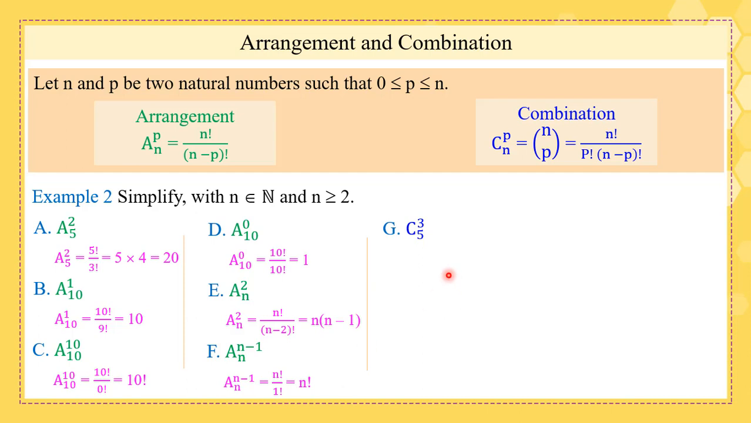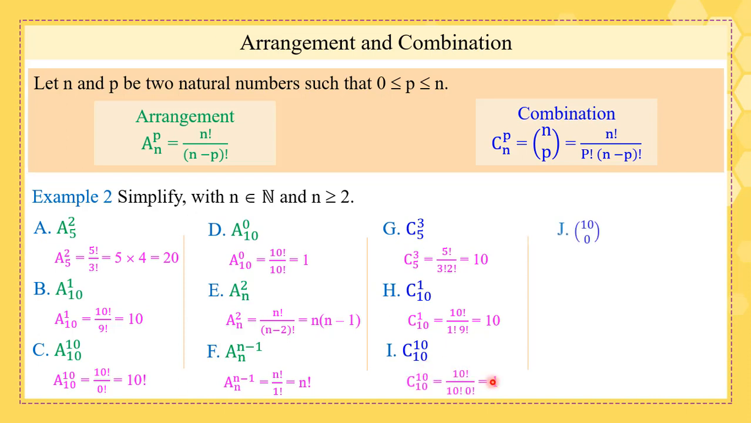Now let's go on talking about the combinations. We also apply this definition, which is 5 factorial over 3 factorial times the difference between 5 and 3 factorial, and this would be 10. C(10,1) would be 10 factorial over 1 factorial times 9 factorial, which is 10, and C(10,10) would be 1 by simple calculation, and if we use this notation, this is what we get.